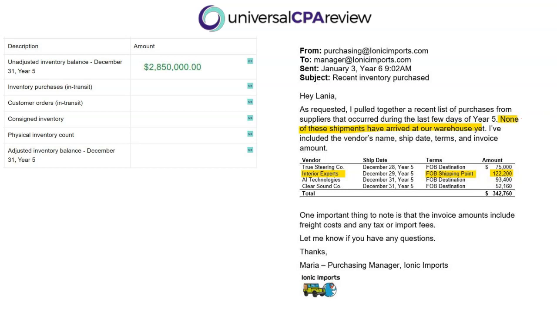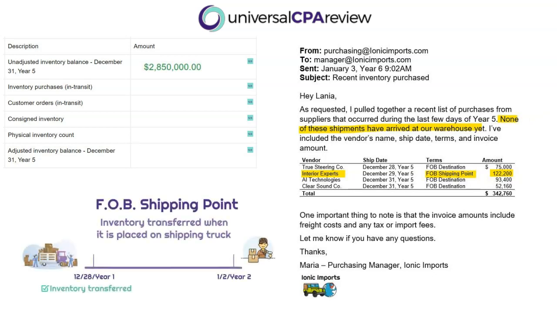Now, for inventory purposes, the company would exclude any inventory that has shipping terms FOB destination because title does not transfer until it's received by the company. However, when it's FOB shipping point, for Ionic, they would take title when it leaves the vendor's warehouse, right? And we can see that there's one shipment that has terms FOB shipping point, and that's for $122,200. Right, so when that inventory left on December 29th, year 5, it became the inventory of Ionic, even though they haven't received it yet.